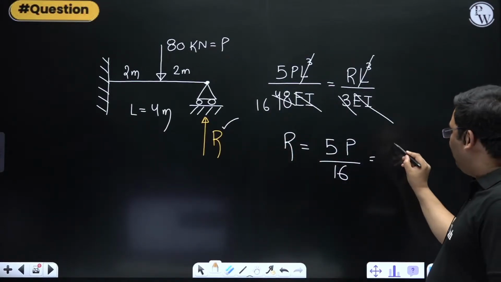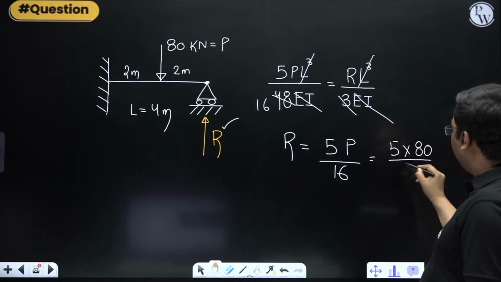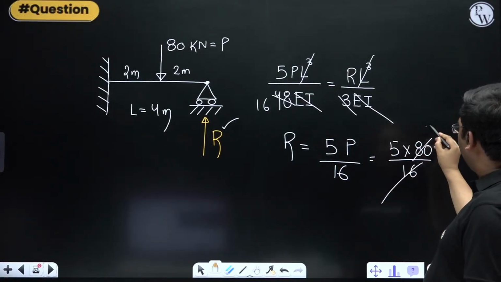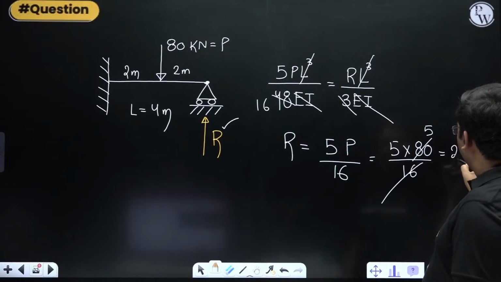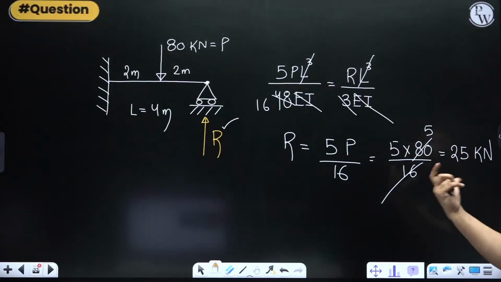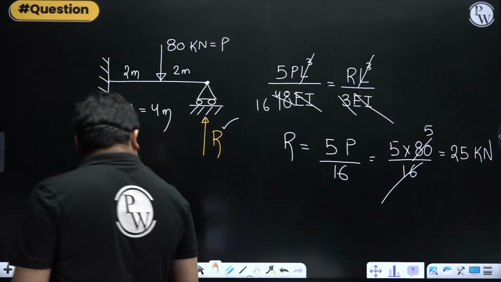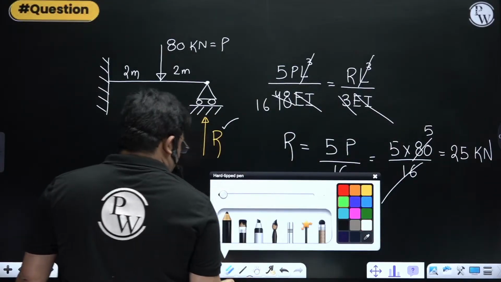And this is how much? 5, P is 80, and then divide by 16. So how much you get? 25 kilonewton. So you see, if you are smart like this, then you can solve many questions of deflection of beams within 1 minute actually, if you know what is what. Otherwise you can just go on doing research.